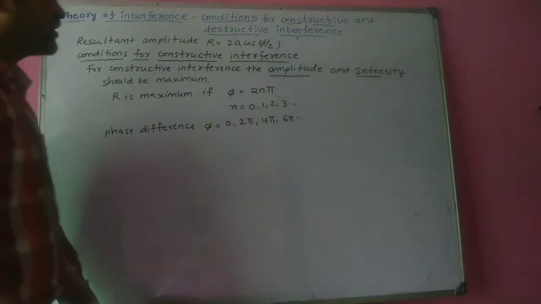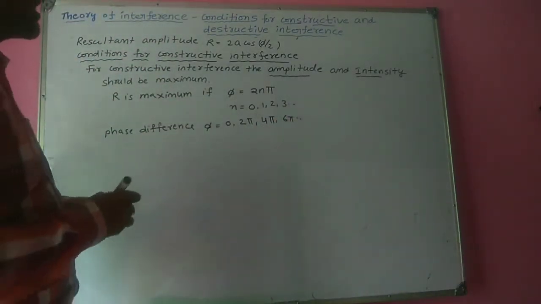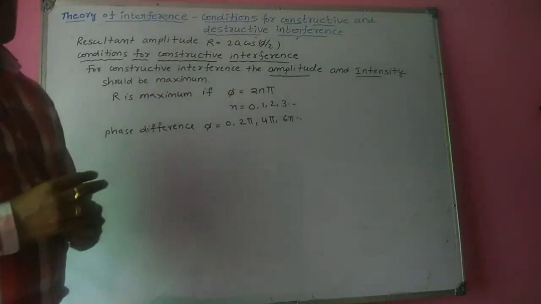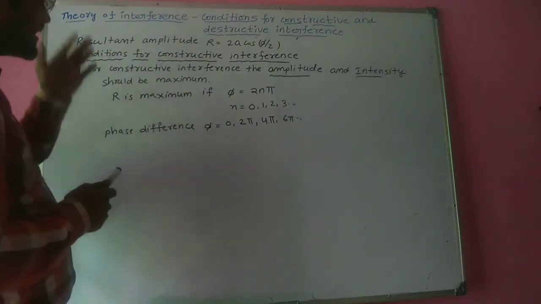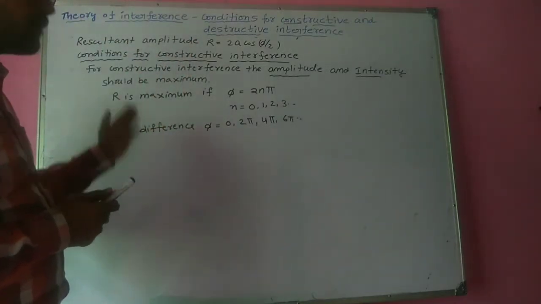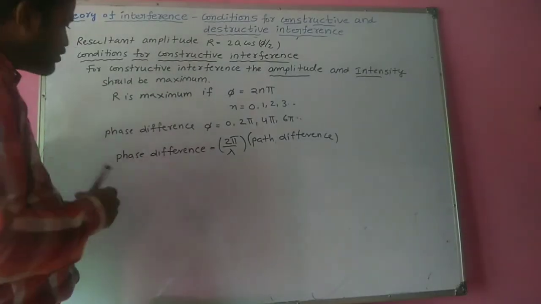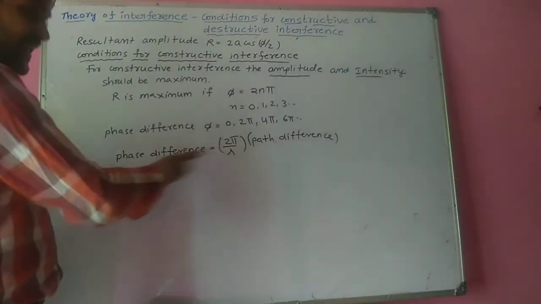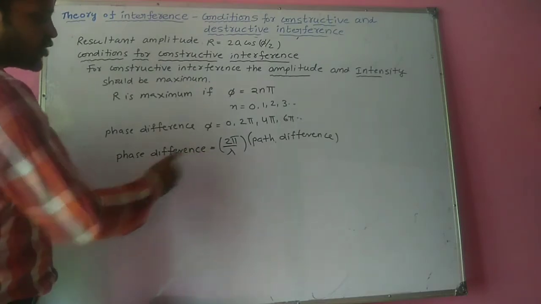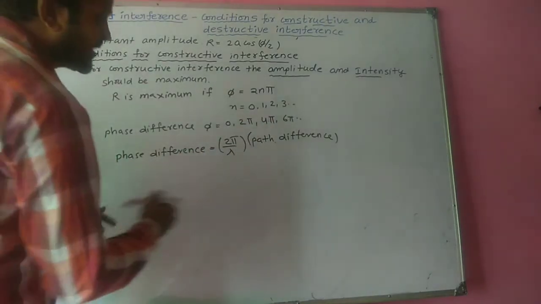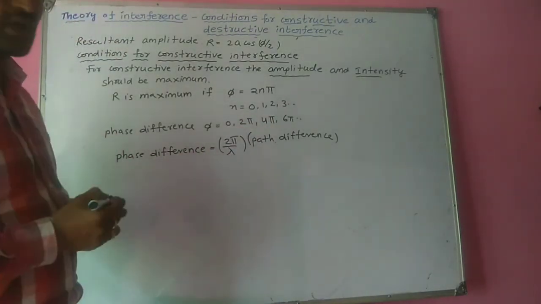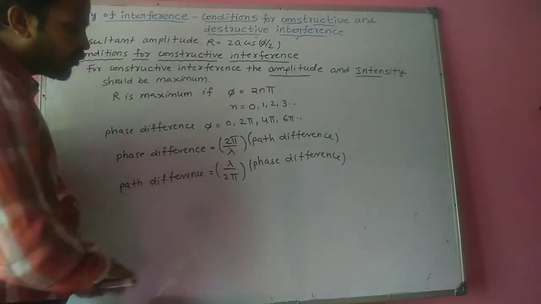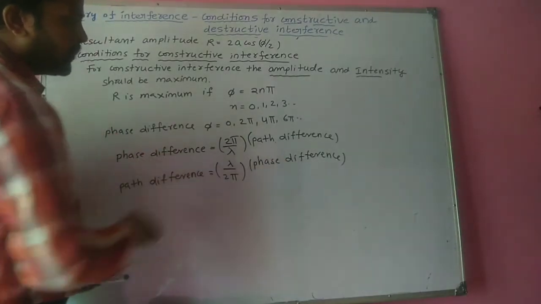These are the phase difference values. For these phase differences, we will get constructive interference. Now let us obtain the condition in terms of path difference. Already we know the relation: phase difference is equal to 2 pi by lambda into path difference, where lambda is the wavelength. So from that, path difference is equal to lambda by 2 pi into phase difference.